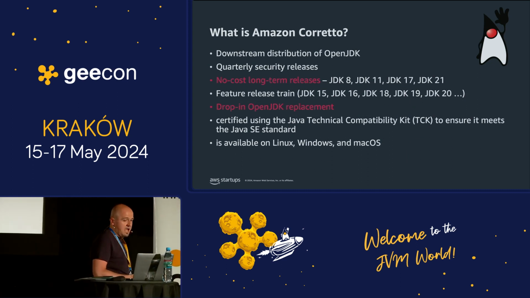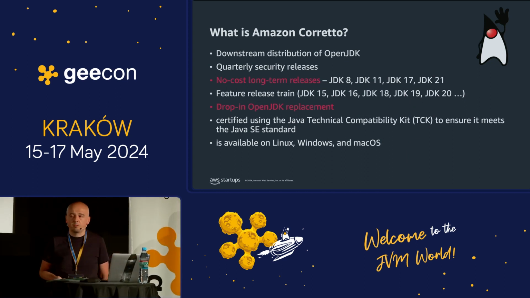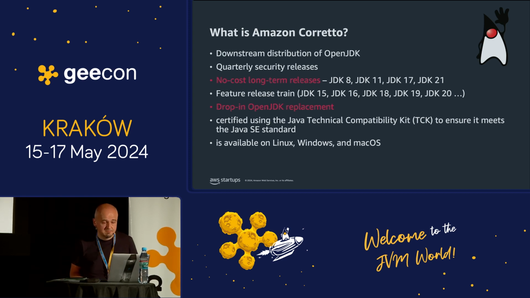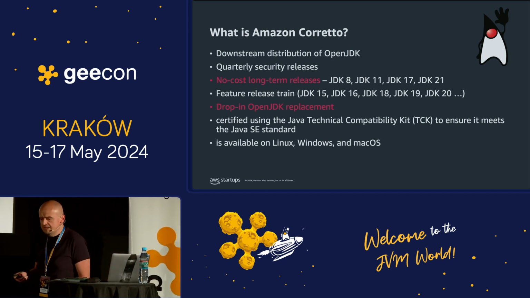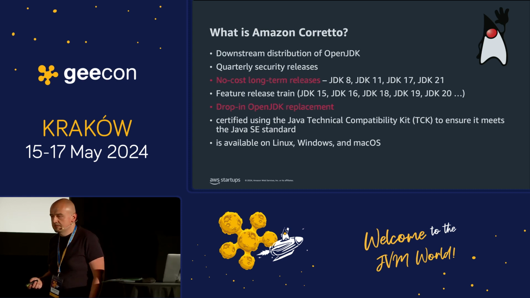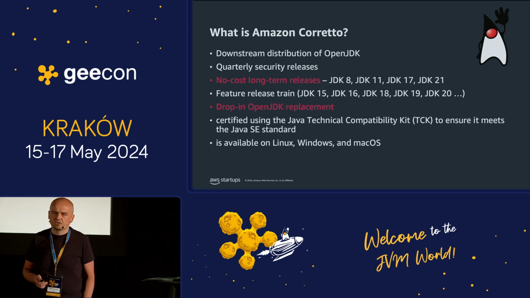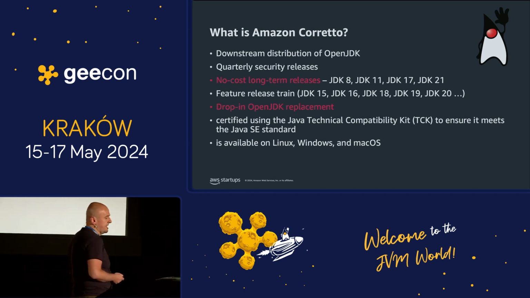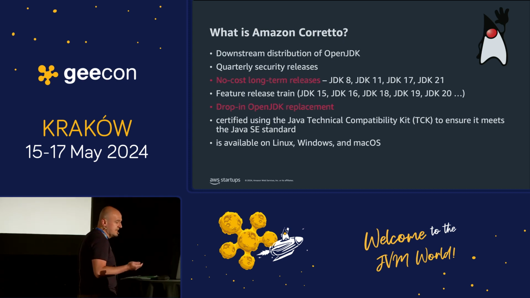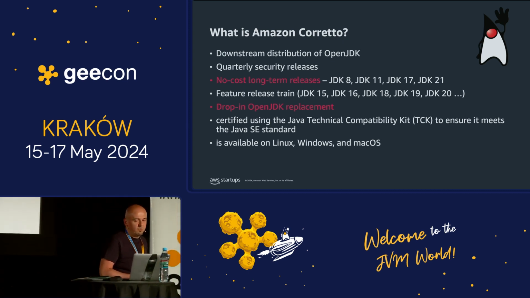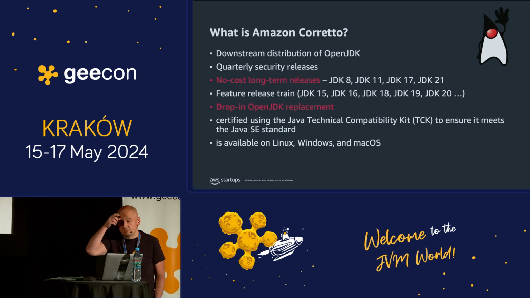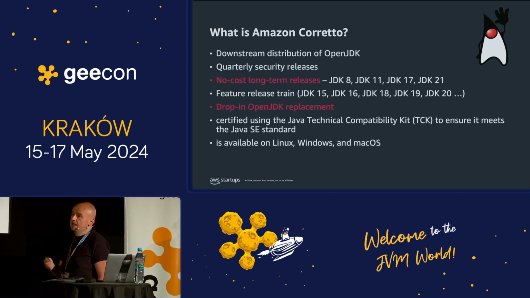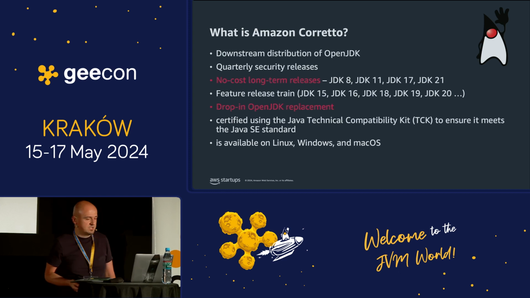Yes, we do have our own distribution of OpenJDK that you are probably aware of. No cost long-term releases, and it's just a drop-in replacement for OpenJDK. If you're interested in the whole story, that's probably a longer topic, and we are not going through it right now. The main idea is that that's the distribution that is like a default for all the runtimes when you are running some Java code in AWS without packaging the JDK, the JRE on your own.